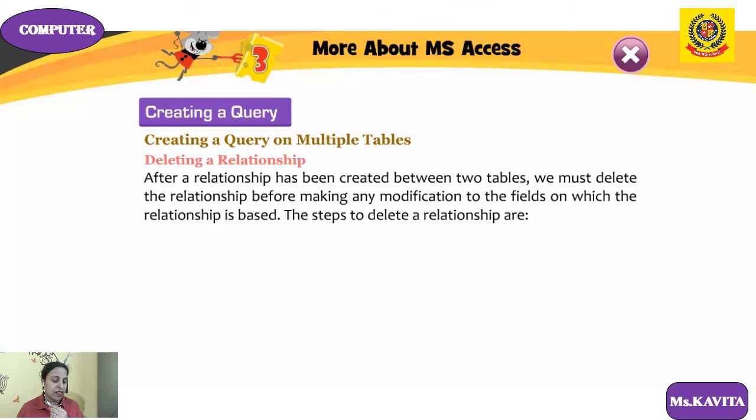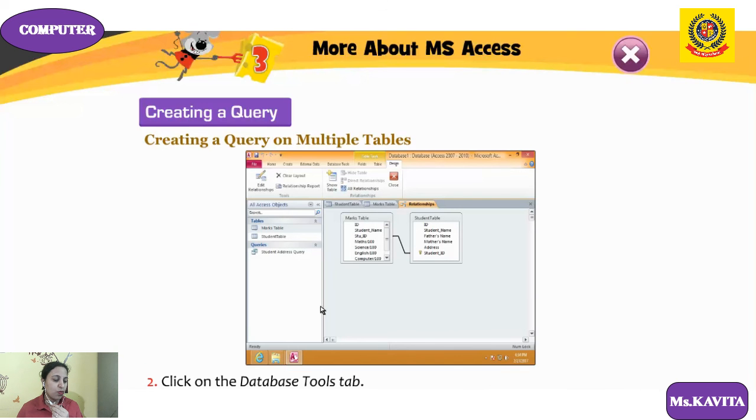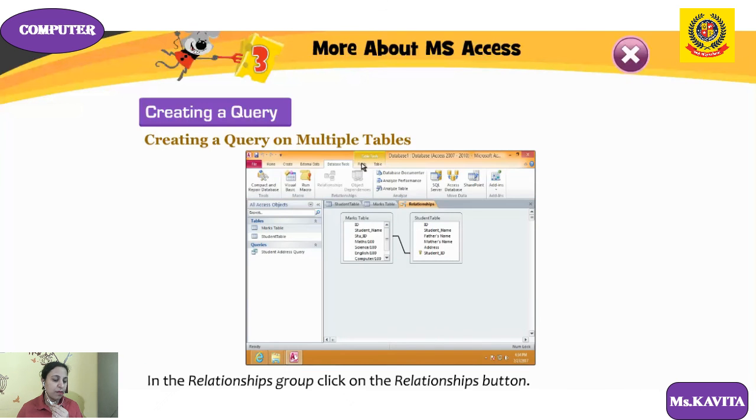Open the database where you have defined the relationship, if not already open. Click on the Database Tools tab. In the Relationships group, click on the Relationships button. Now the Relationships window will display the linked tables. You can see both the tables. Bring the mouse pointer on the linking line, right click, and from the shortcut menu choose the Delete option.